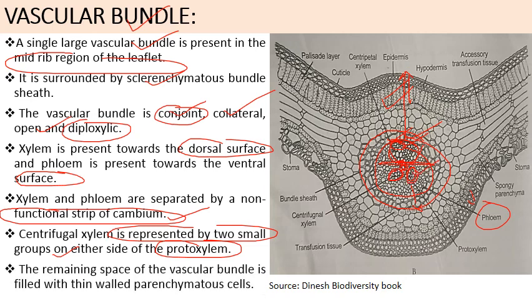The remaining space of the vascular bundle is filled with thin-walled parenchymatous cells. और जो इसके अलावा जो space है vascular bundle का that is occupied by thin-walled parenchymatous cells. So this is all about the leaflet of Cycas.